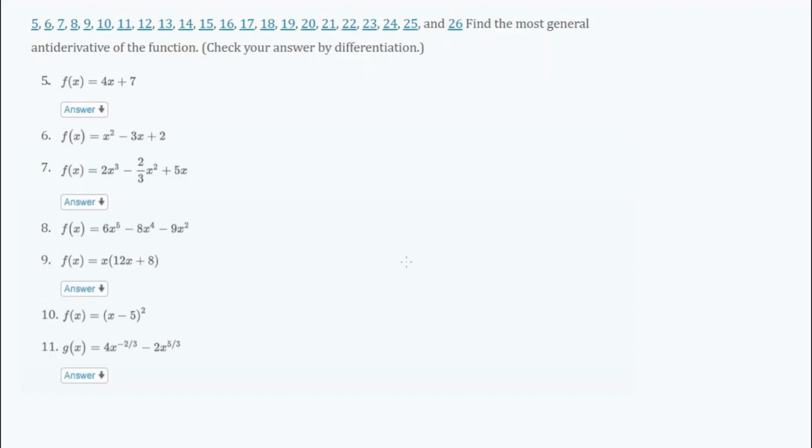Alright, so I want you guys to try number 5 through 11. For these, you're going to find the antiderivative, and then you're going to add a constant of integration, which is going to be plus c at the end. Because when you find the antiderivative, you're going to have a constant that you don't know what it is, which is going to be the plus c at the end. So you could pause the video and try that out.